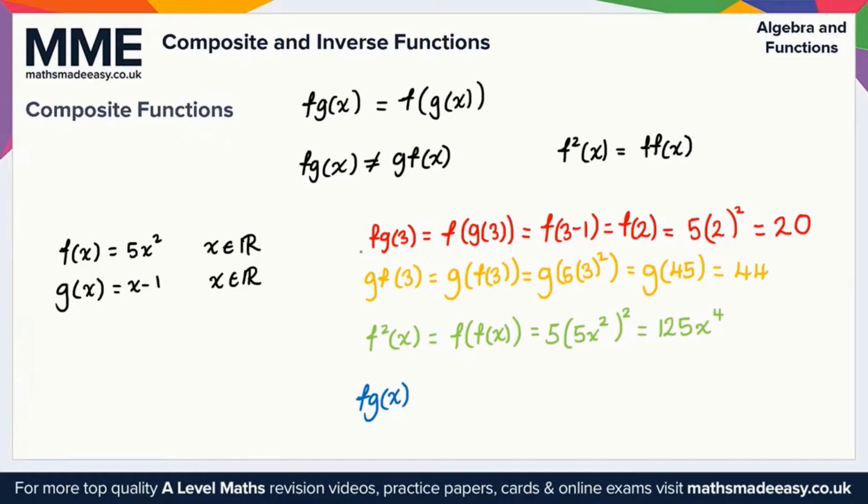Finally, let's say we want to find fg of x. Very similar to our first example, but this time notice we have g of x rather than g of 3, so we have to go about an algebraic method. Here we're looking for f of g of x. Well, here this is f of x minus 1, remember, g of x is just x minus 1. So it becomes 5 lots of x minus 1, all squared, and that gives us the solution to fg of x. So that gives us everything we need for composite functions.